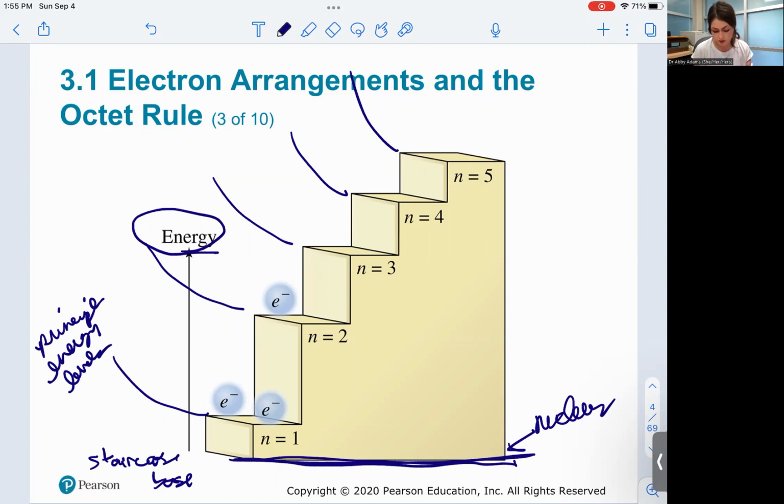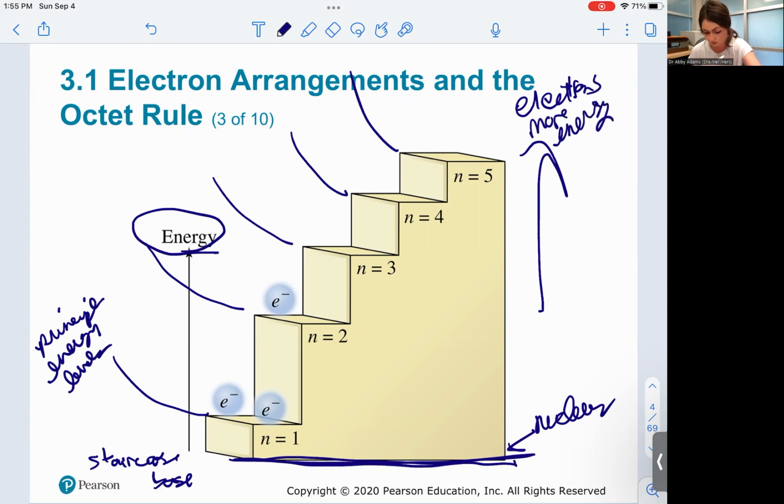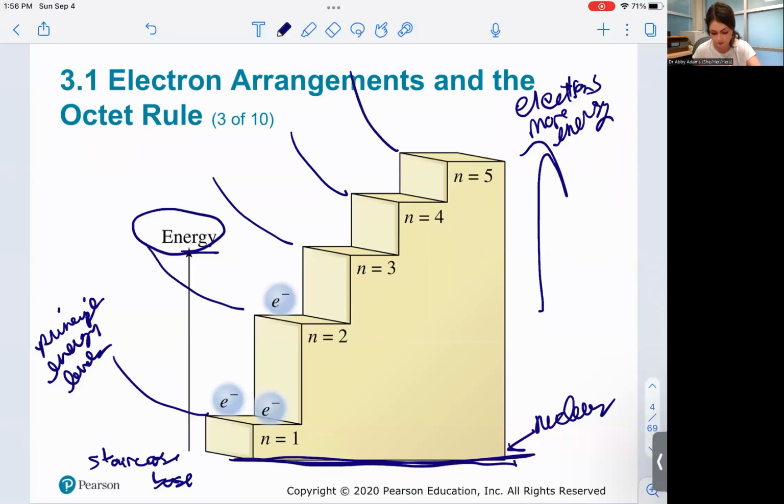The electrons that are farther away from the nucleus have more energy, and the closer you are to the nucleus, the less energy those electrons have. As you can see on this first step, that would be the lower energy. So that's one way to think about it.